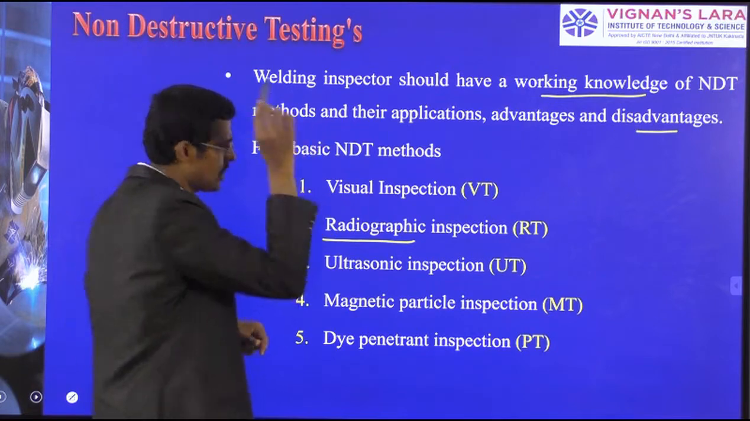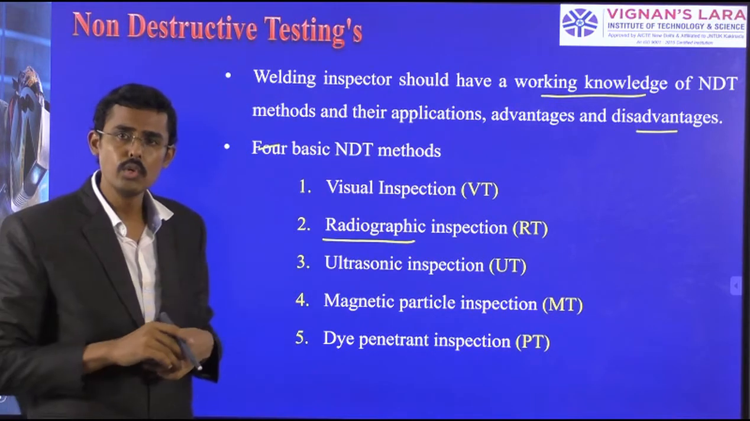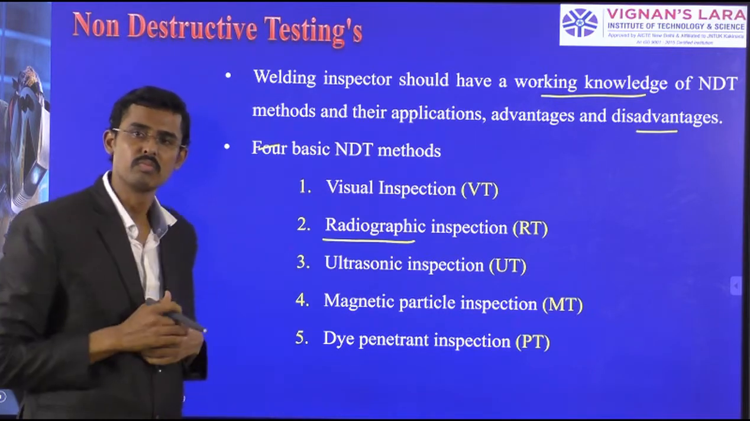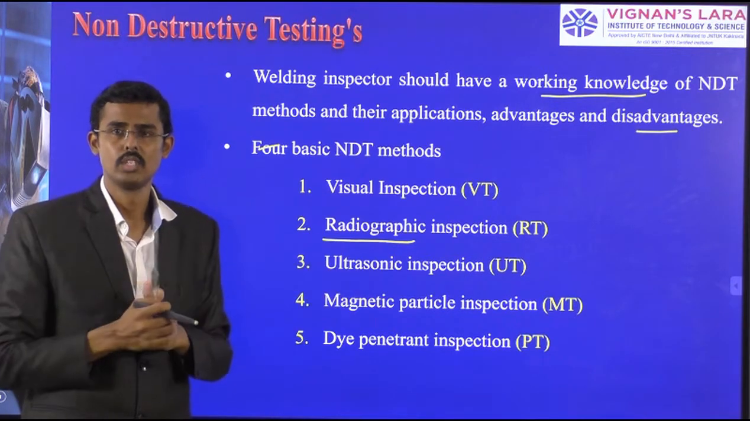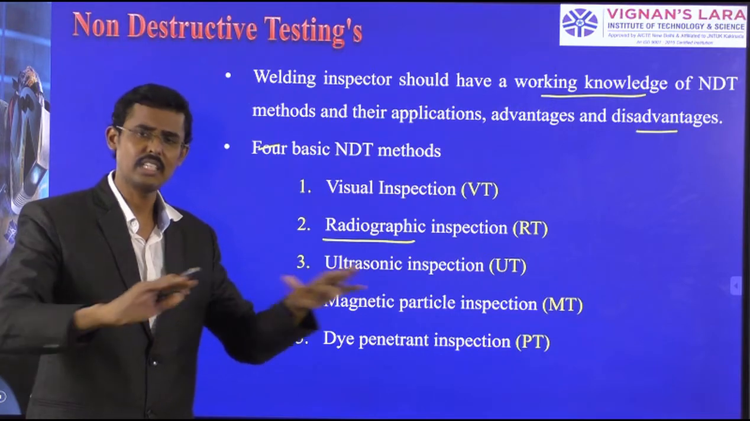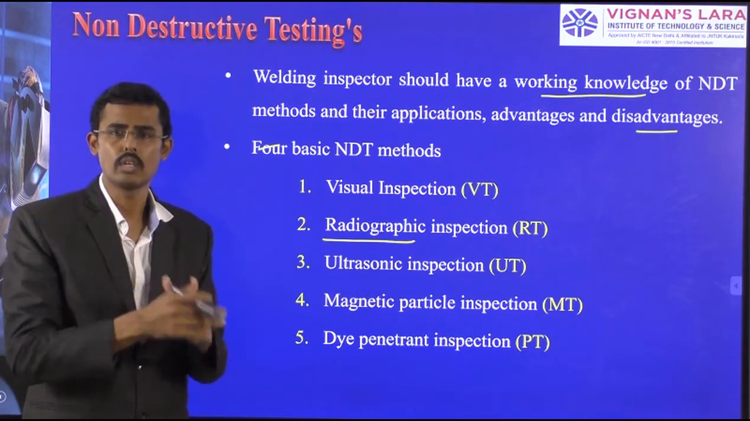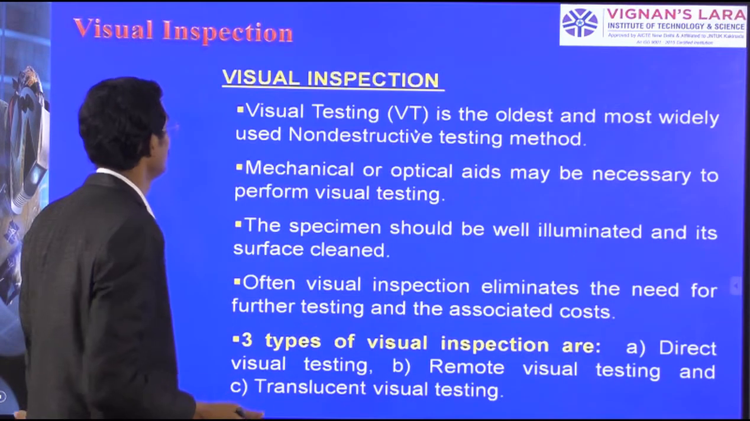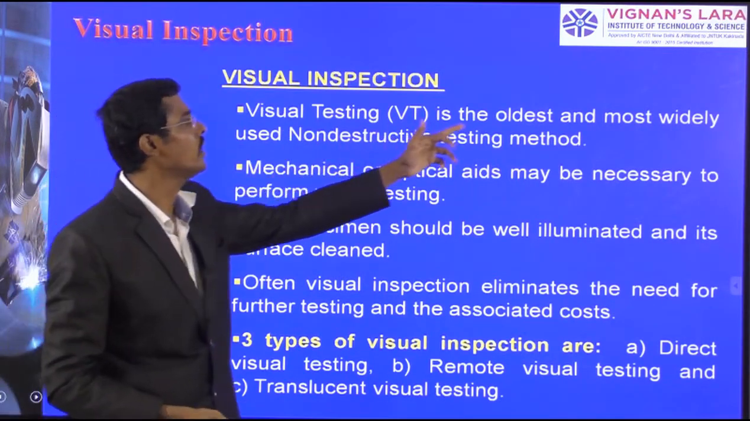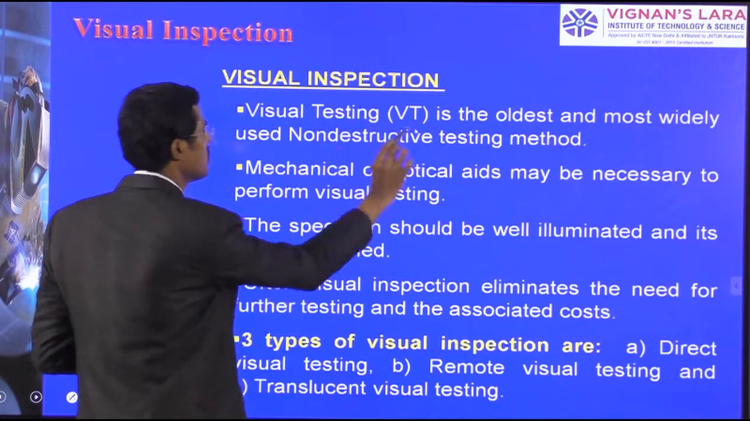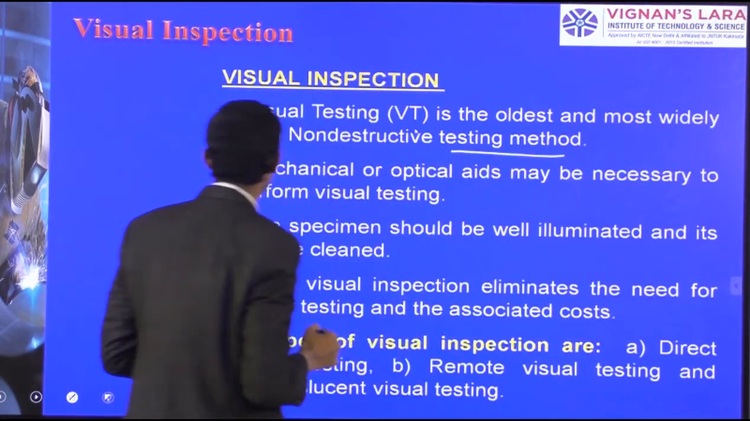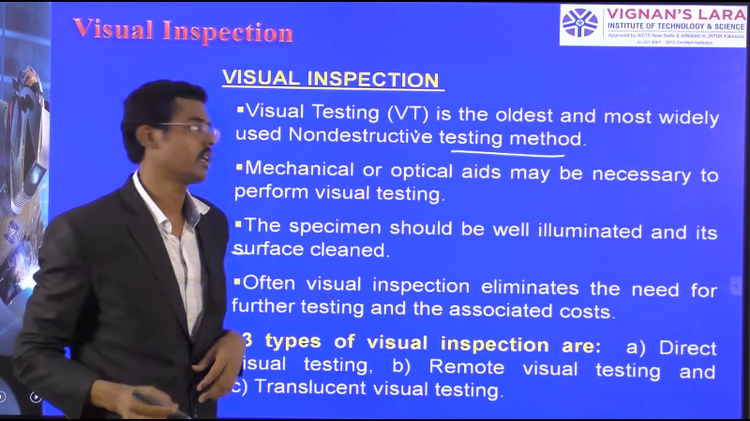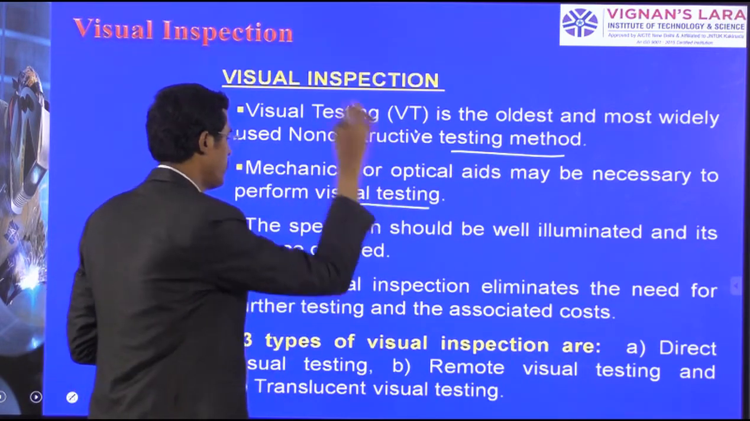So visual inspection is nothing but, as usual, viewing at a 45-degree angle on the specimen from a 350 mm length, and we should identify defects. We are not utilizing any equipment. It is visual, that is named visual inspection. The visual test is the oldest method, widely used in non-destructive testing. Mechanical or optical aids may be necessary to perform these visual inspections.